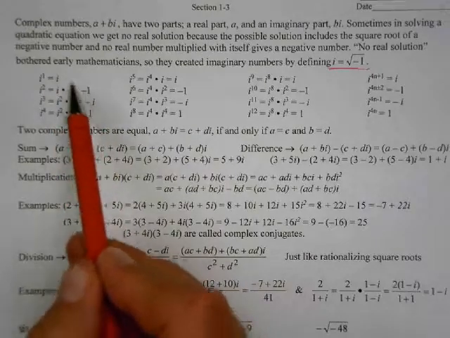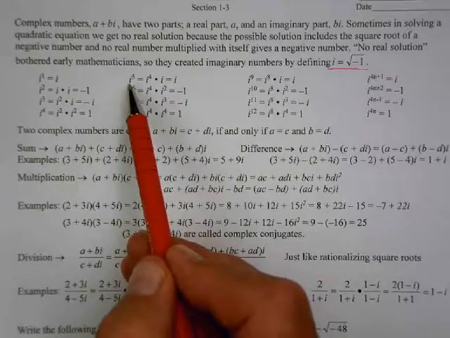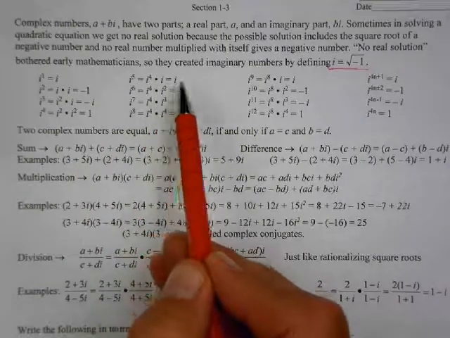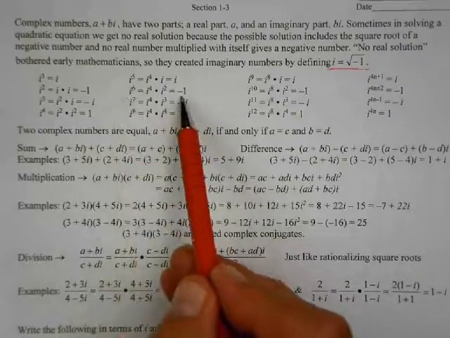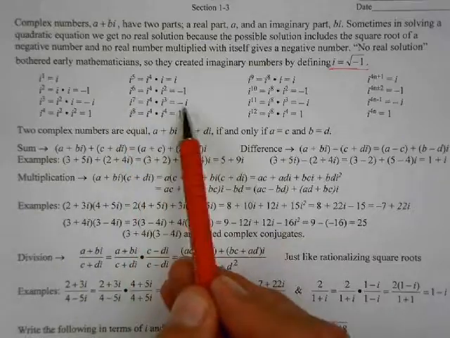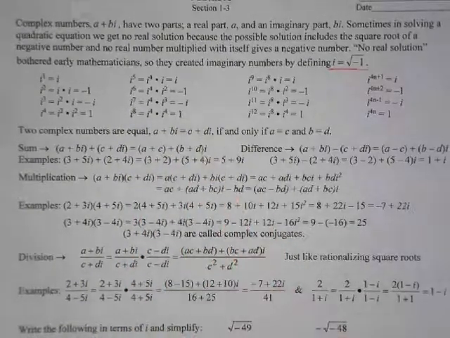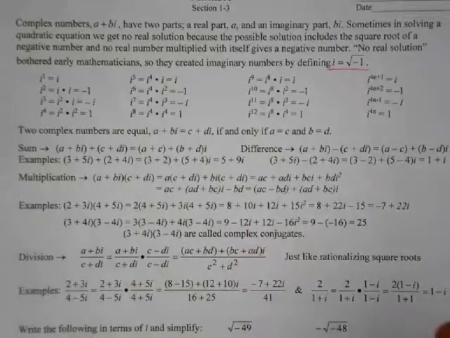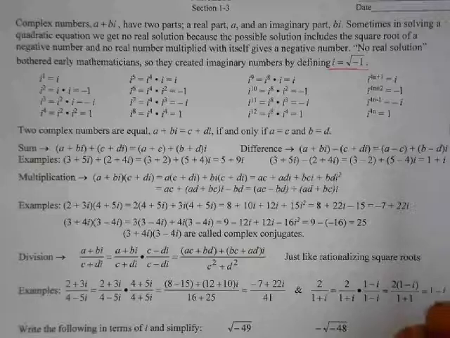Well, here's the thing. Those are the only 4 values we will get for any exponent involving I. So I to the 5th, I to the 4th times I, ends up as just being I. I to the 6th ends up being -1. I to the 7th, -I. I to the 8th, I.